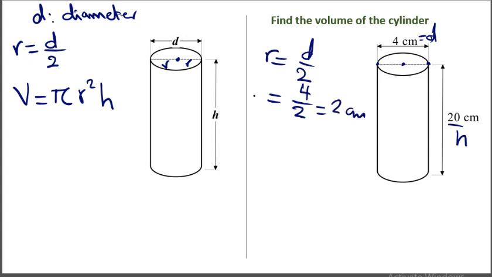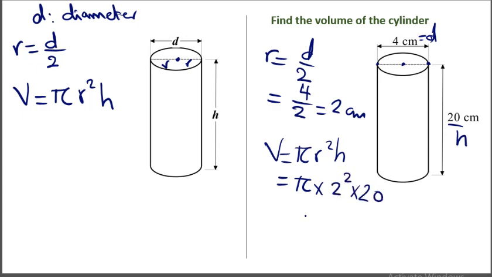Okay? And the volume will be π r squared h. It will be π times 2 squared times 20. 2 squared is 4. 4 times 20 is 80. 80π centimeter cubed. Okay? Another one.